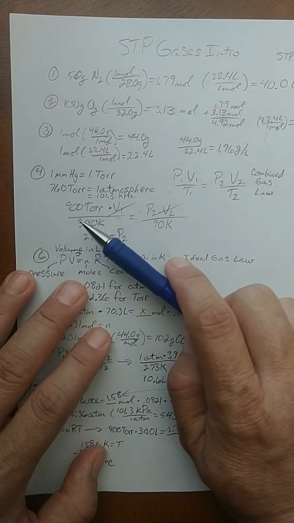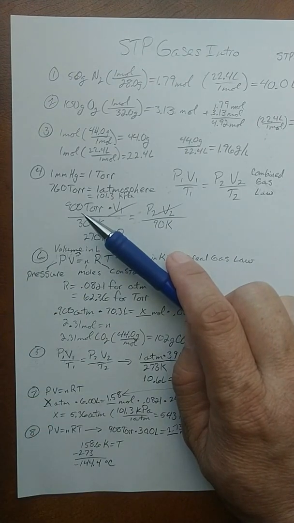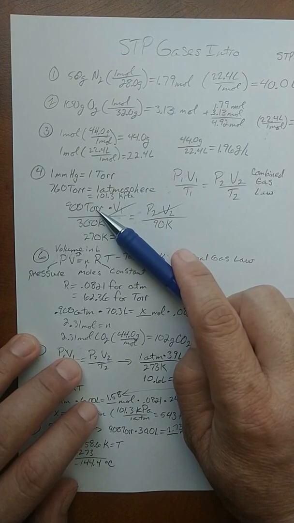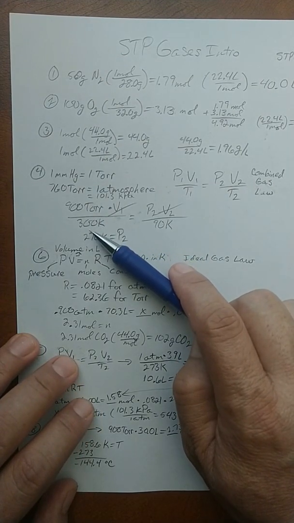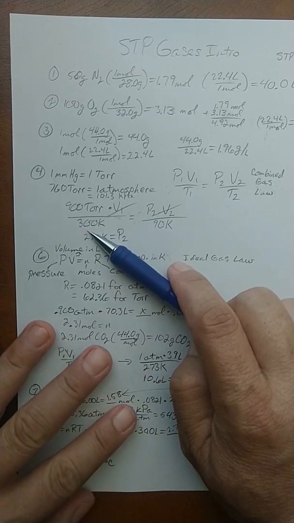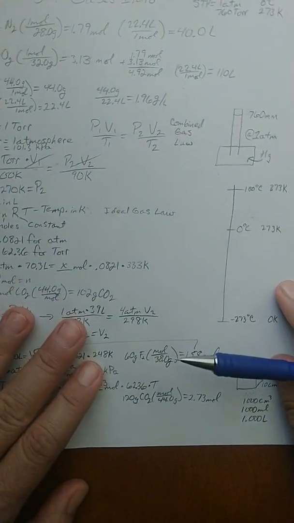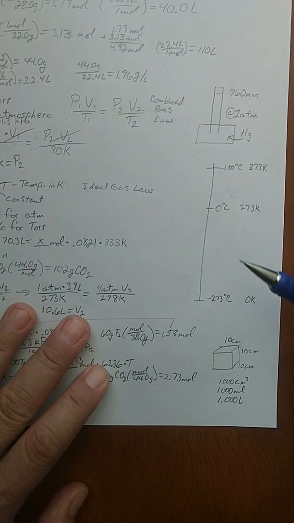So on number 4, they give us some information. And remember, millimeters of mercury is torr, so that's 900 torr that they tell us. They tell us 300 K. They don't tell us 300 K, they tell us 27 Celsius. Okay, I got to go over here. Let's talk about Celsius and Kelvin.